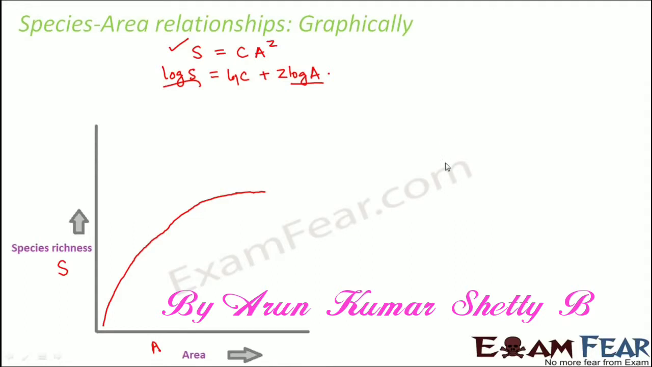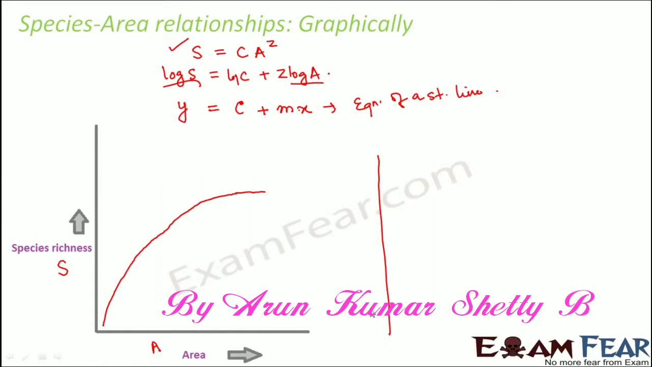Now let us look at this equation in even more detail. Let us say we want to plot a graph where instead of S, we take log S on the y-axis and log A on the x-axis. So in that case, log S is our y and log A is our x. What happens? The equation is of the form y = mx + c. And what is this equation? This is the equation of a straight line. So this shows that if we plot the graph between log S and log A, we will get a straight line.